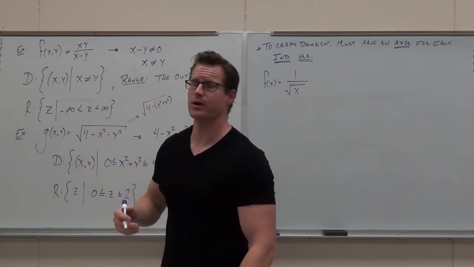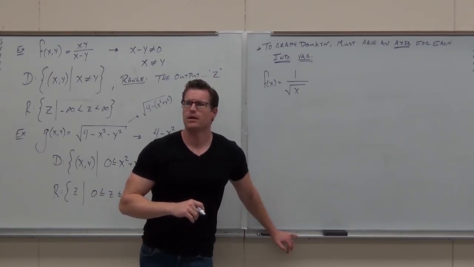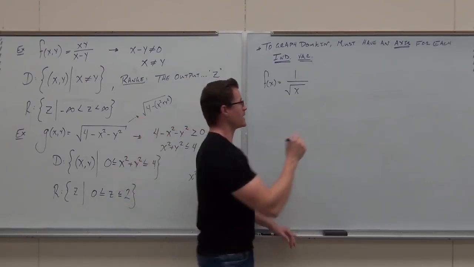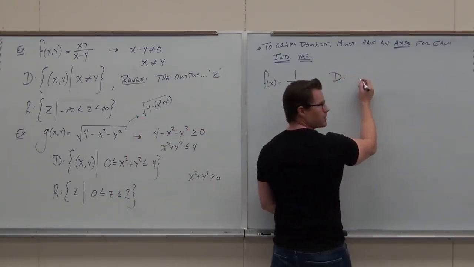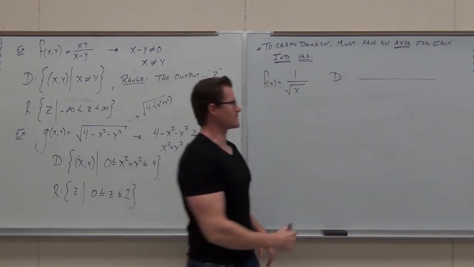Okay, quickly, everybody. How many independent variables do we have? What is that independent variable? You need one axis. You need the x-axis. That's enough to graph the domain. So for our domain, you go, okay, what do you mean? How can I graph that? Look, here's the x-axis.